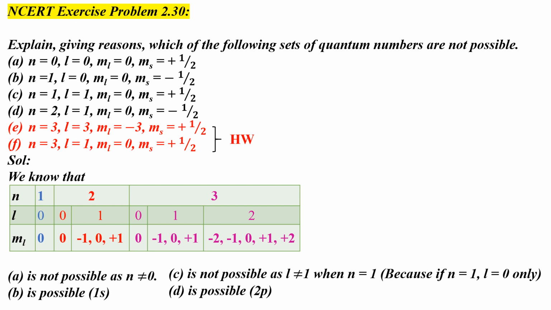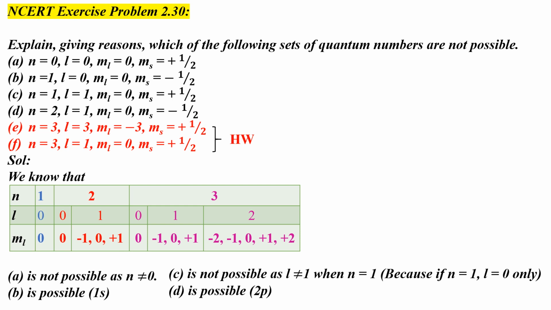Now coming to the fourth case. N is equal to 2, L is equal to 1, ML equal to 0, MS is minus half. Is it possible? N equal to 2 indicates the second shell. When N is 2, L can have two possible values, 0 or 1. Here the number given is L is equal to 1. You can have this value, it is possible. Here 1 stands for P, P orbital. Therefore, the fourth set of quantum numbers is possible.